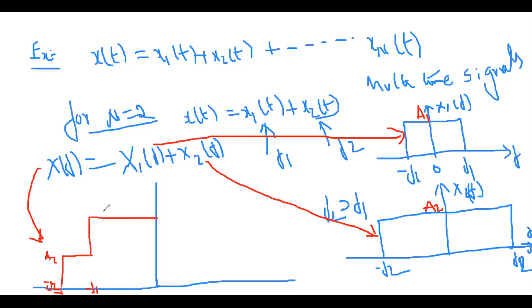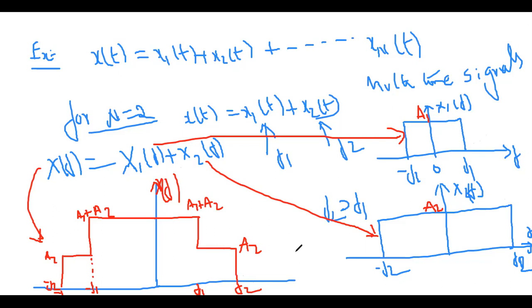Both we can add the functions. Now the amplitude is A1 plus A2. From minus F1 up to plus F1, the amplitude is A1 plus A2. And then at F1 here, the value is 0 and A2 downside, and from F1 up to F2 the magnitude is A2, and here also A1 plus A2. That is x of f. Okay.